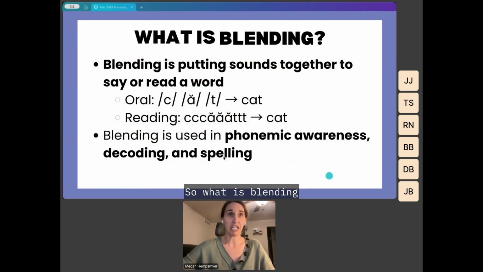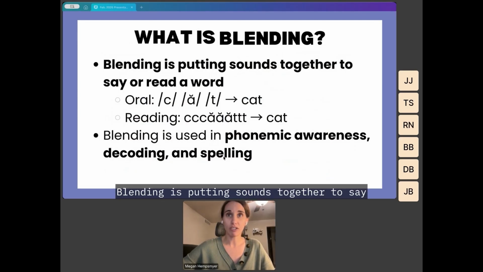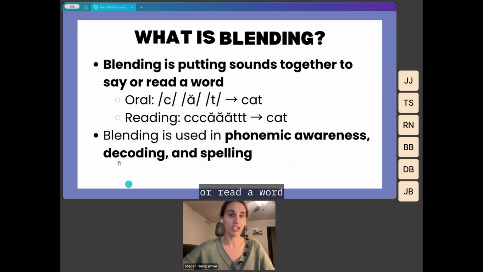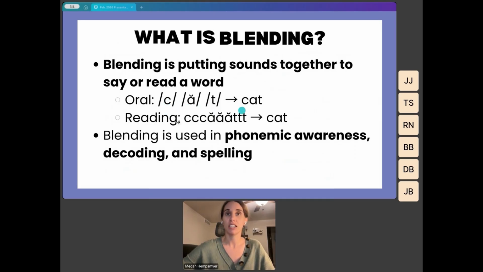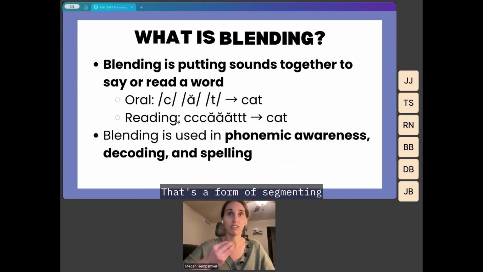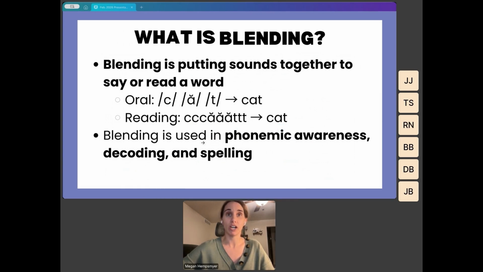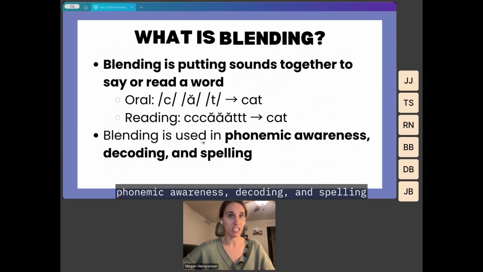So what is blending? Blending is putting sounds together to say or read a word. You can see, for example, right here, when we see these sounds, k, at, that's a form of segmenting. And then when we read the word, we're blending it back together. At, cat.